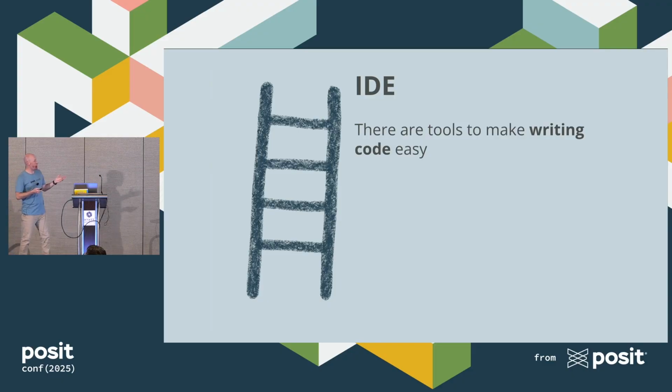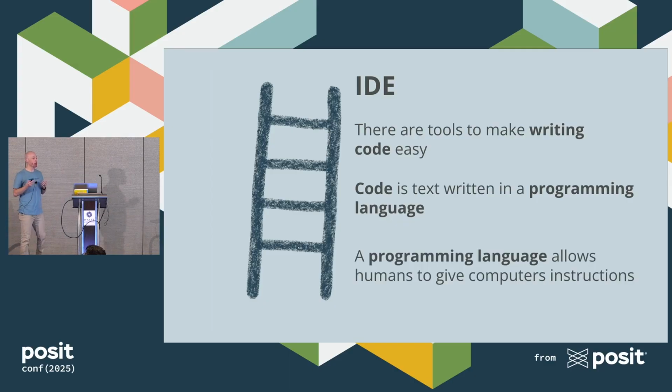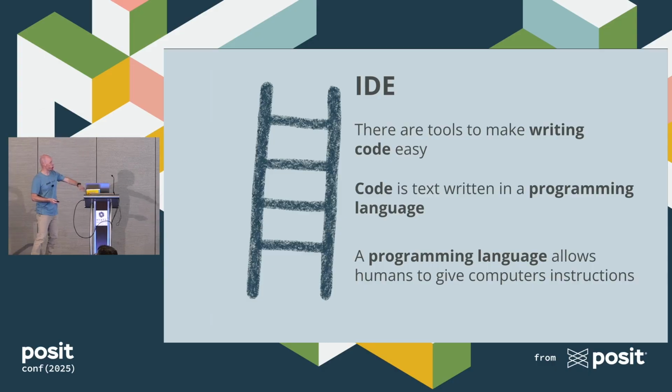But what did we do here? By defining it, we introduced another piece of jargon, writing code. Not everyone knows what code is. So we can define it: code is text written in a programming language. But we did it again. What's a programming language? Let's define it: a programming language allows humans to give computers instructions. And this is the perfect starting point, because for the most part, people are going to know what a computer is. Then we can gradually build up that ladder until we all know what an IDE is.